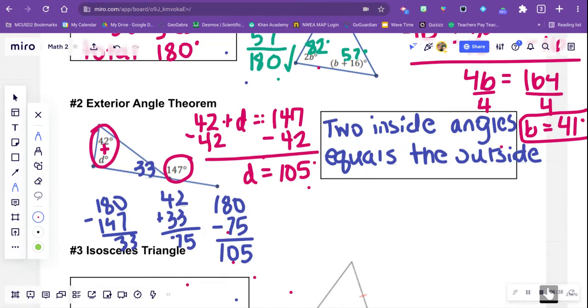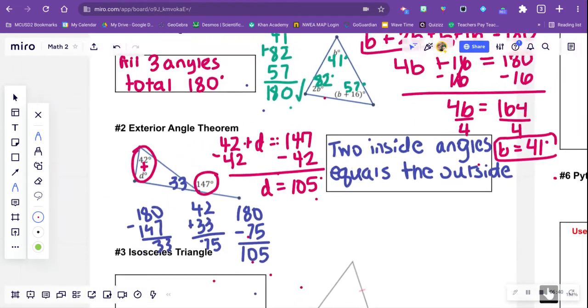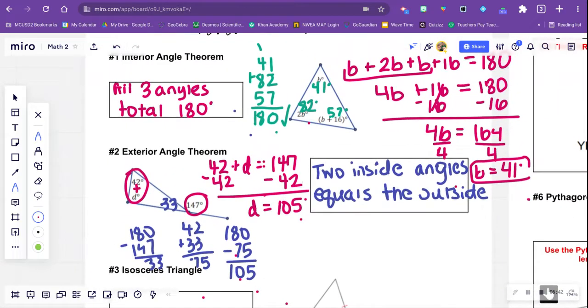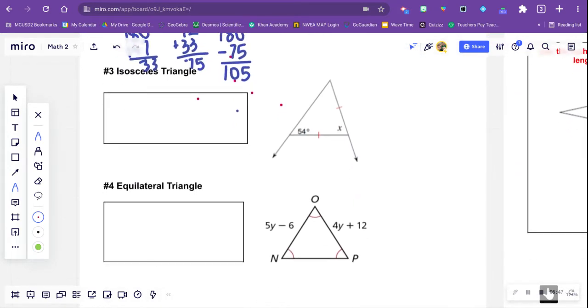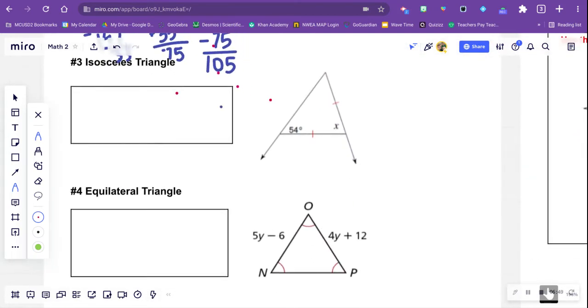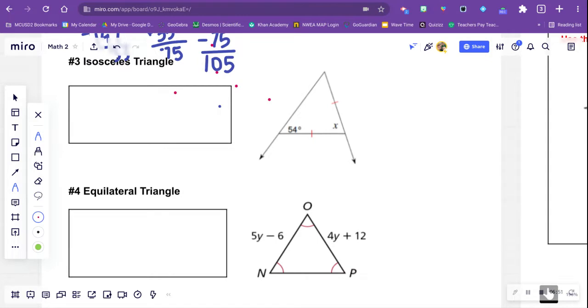All right, so that was our first section, focusing on the inside angles and outside angles. Then we moved on to the two special triangles, isosceles and equilateral. So isosceles, the way I remember it is we all have two eyes, and so isosceles has two equal sides.